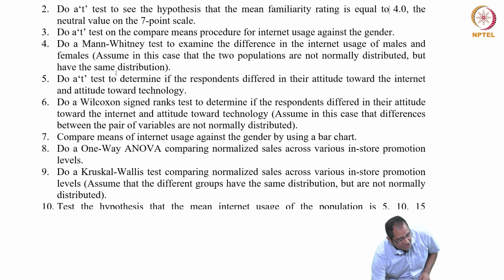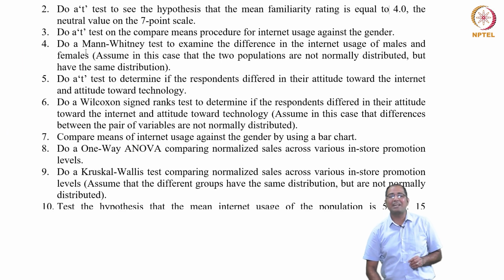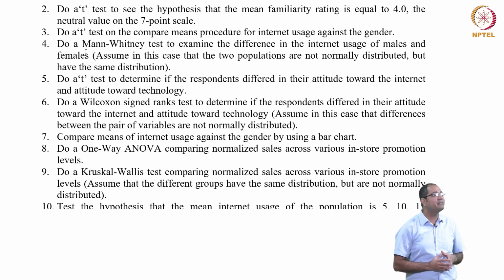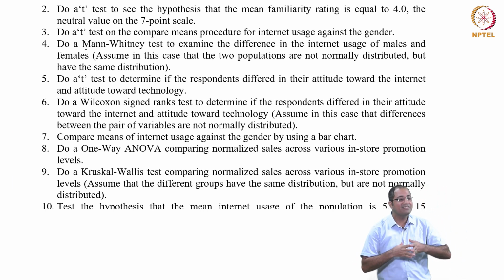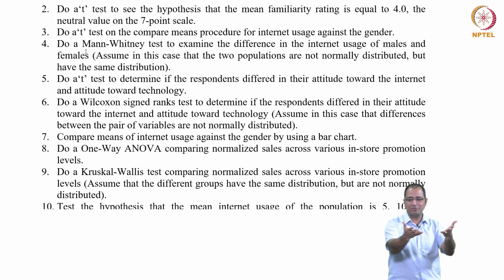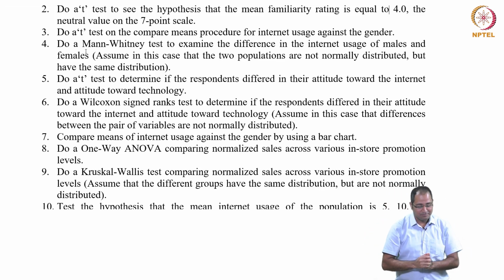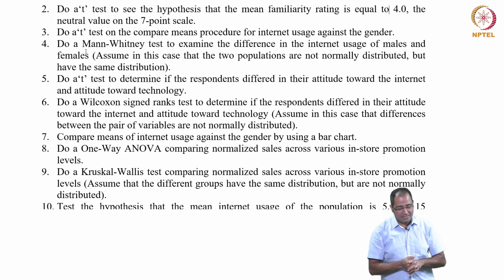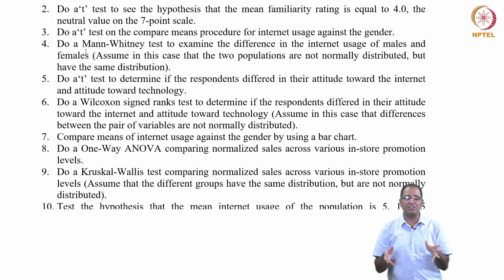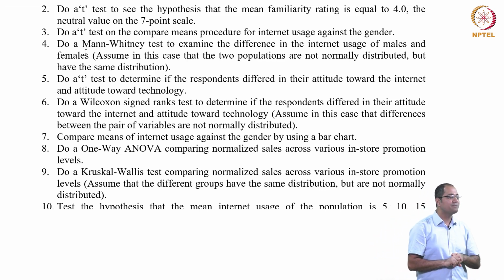The next one, the fourth one, is to do a Mann-Whitney test. Now what is this animal? Mann-Whitney, this must be a person. I'm sorry, I'm just saying this test. What is this new test? So Mann-Whitney test to examine the difference. So now it is the same. It is saying do the same, but it's non-parametric.